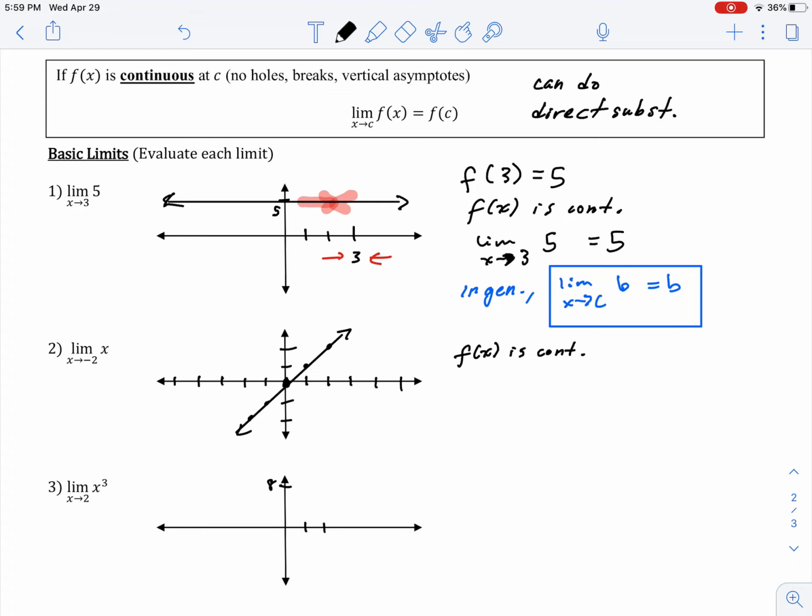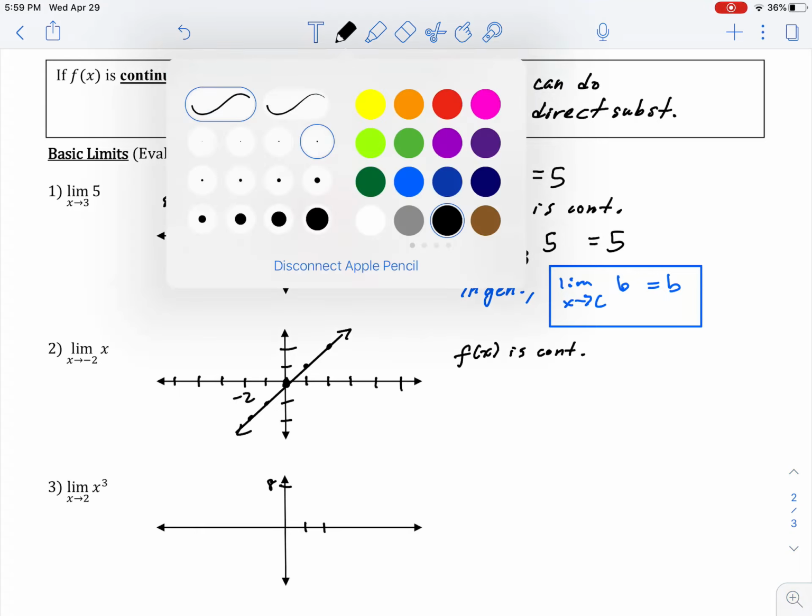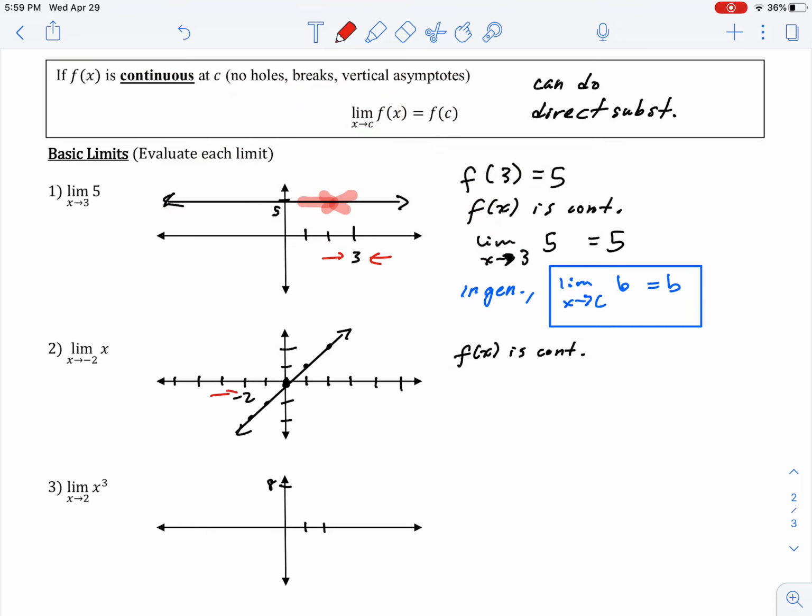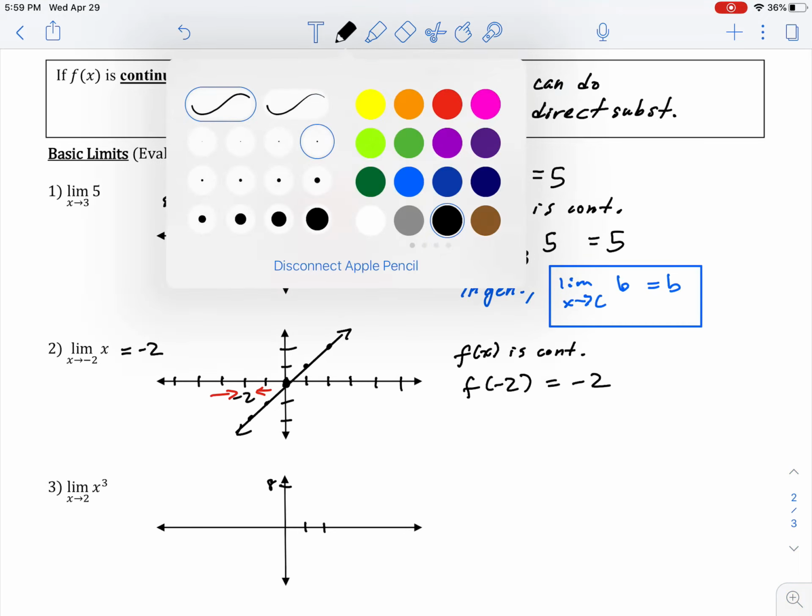So if that's the case, as x approaches -2, so as we get closer and closer to -2, what is your function approaching? Well, it looks like your function would just be approaching -2, because our function is x. So since f of -2 is equal to -2, we can say the limit of this function as x approaches -2 is -2.